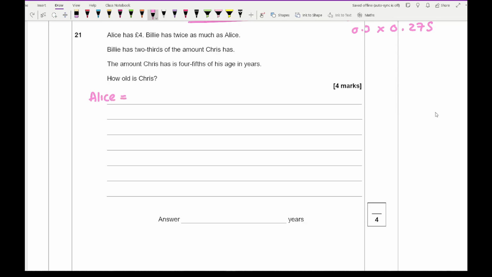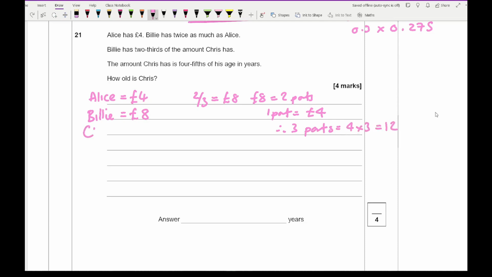So we know that Alice has got £4, we know that Billy has got twice as much, so that's going to be 4 times 2, which is 8. Now, Billy has 2/3 the amount Chris has, so 2/3 equals £8. So £8 equals 2 parts. So therefore, 1 part is going to equal £4. And therefore, 3 parts, which is the total, is going to be 4 times 3, which is 12. So that means that Chris is going to have £12.